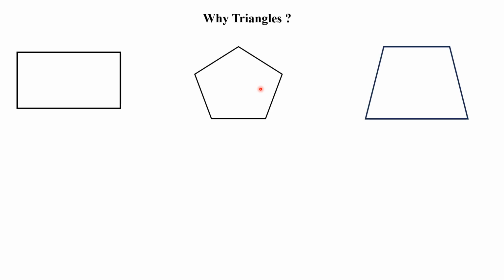Now next is, why do we use only triangles in trigonometry? Why not a different shape? We have so many shapes around us, isn't it? We have pentagon, quadrilateral, hexagon, but why do we use only triangles? Because any shape you can divide into triangles. If this is a rectangle, if I join one of the diagonals, I can get two triangles. Here I am getting three triangles, and here I am getting two triangles again when I join one of the diagonals in a trapezium. That's why if you know the concept of triangle, you can use it in any shape.